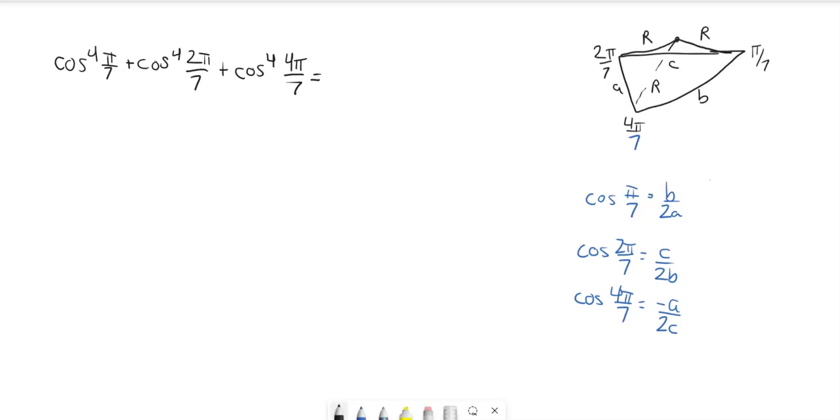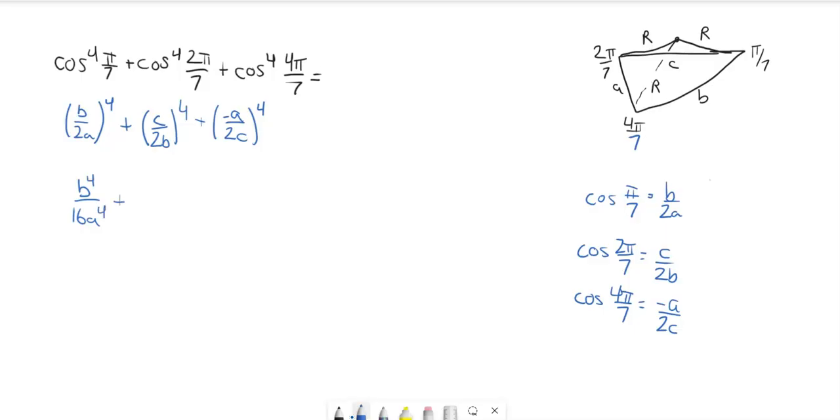So I am going to go underneath each part of the expression over here and replace them with the variable ratios. Cosine to the fourth power of pi over 7 is b over 2a to the fourth power. Cosine 2 pi over 7 to the fourth power will be c over 2b to the fourth power, plus cosine of 4 pi over 7 to the fourth power will be negative a over 2c, raised to the fourth power. And we get the following: b to the fourth over 16 a to the fourth.